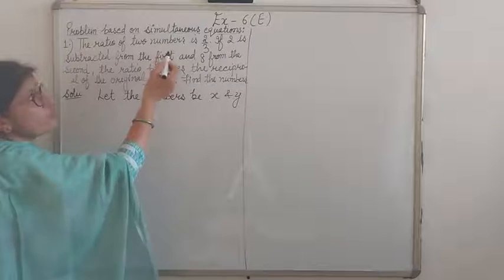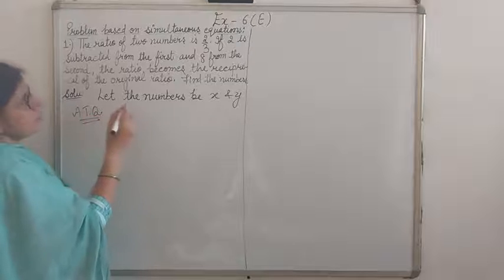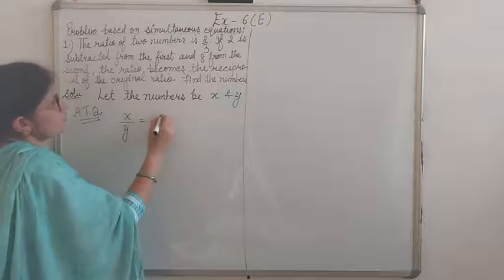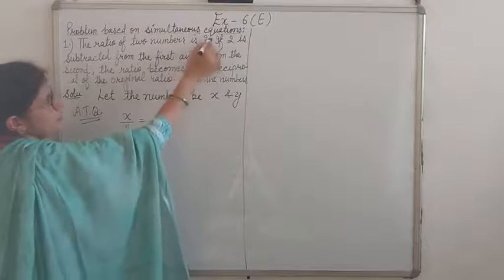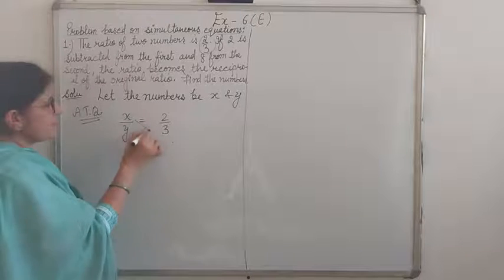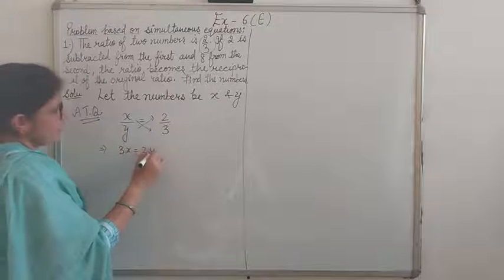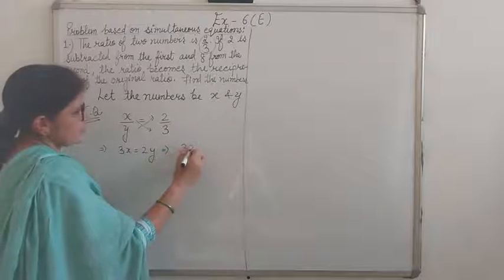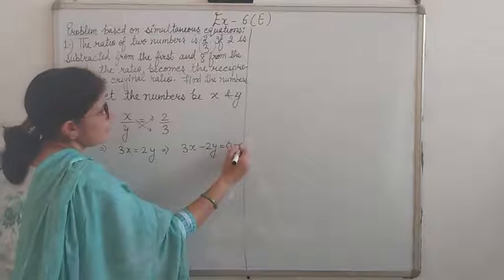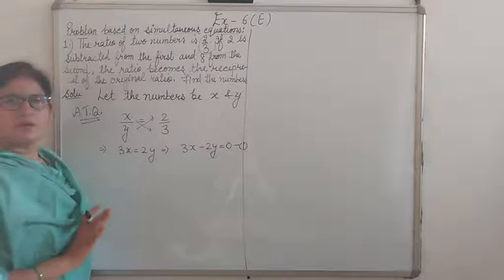The ratio of two numbers. According to the question, ratio means x over y is equal to 2/3. Here it is given. Okay. Now by cross multiplication, 3x is equal to 2y. That means 3x minus 2y is equal to 0. And this is our first equation. Means one condition we have applied.